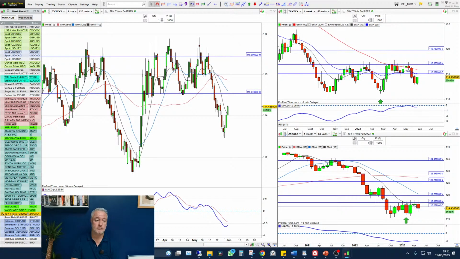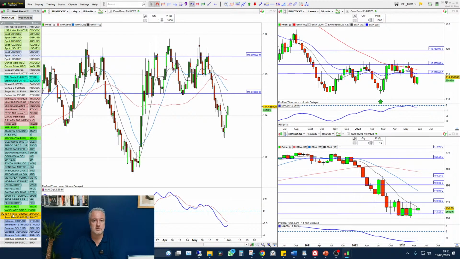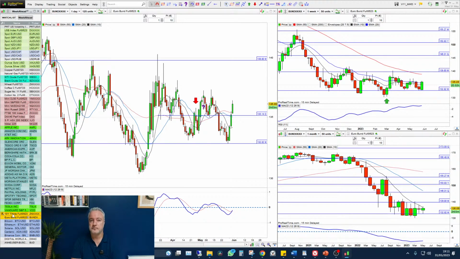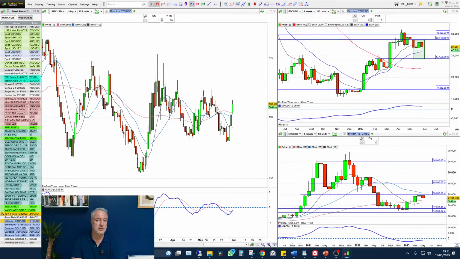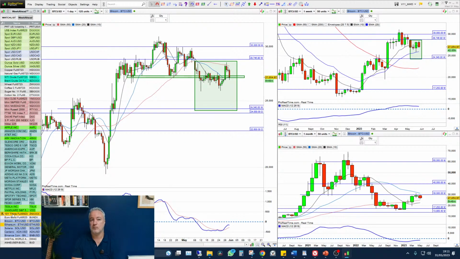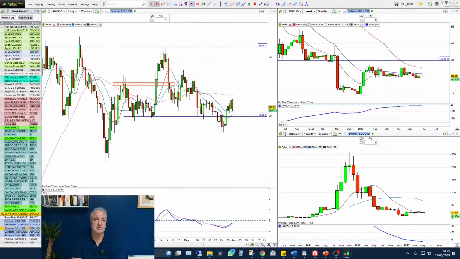Bonds climbing. So we're seeing equities take a hit, bonds climbing. So there could be something afoot. Not necessarily terrible, but just something afoot. Euro bond looking bullish there, looking good. Interesting. Cryptos waffling, just not going anywhere.